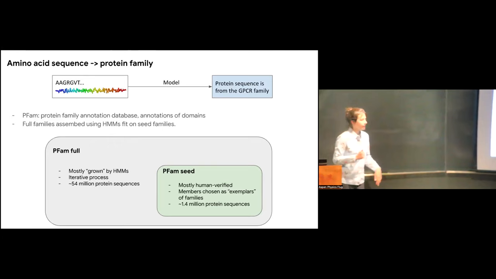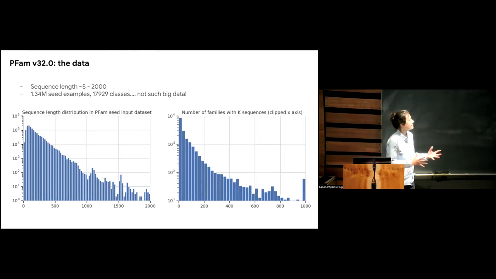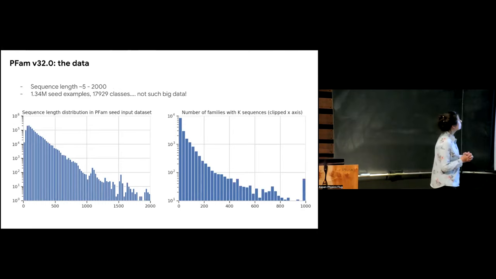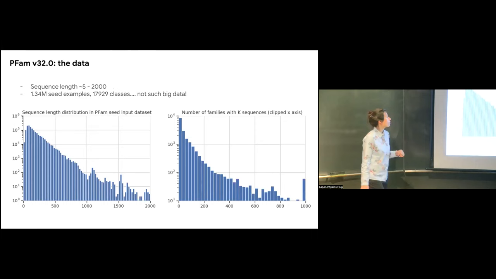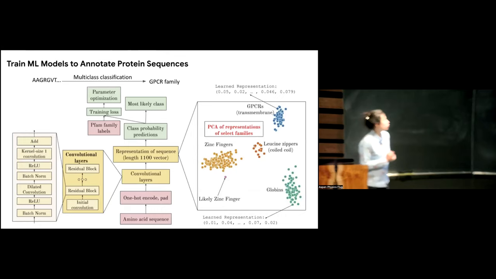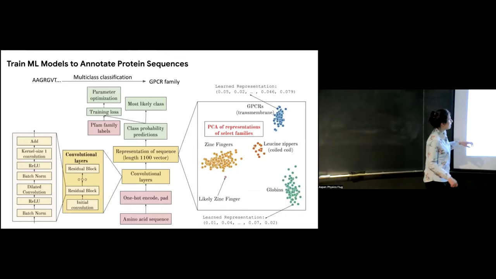So then you have billions of entries and millions of sequences in the full version. We wanted to take the seed data and work with that because it was well annotated, and in machine learning, having good data is really valuable. It's a little bit tricky because you have a very big spread of sequence lengths and class sizes. There are 18,000 classes and only 1.3 or 1.4 million examples, so it's not really big data. But it turns out you can do a pretty good job with a machine learning model called a ResNet. This is a residual network. It has a whole bunch of convolutional layers.